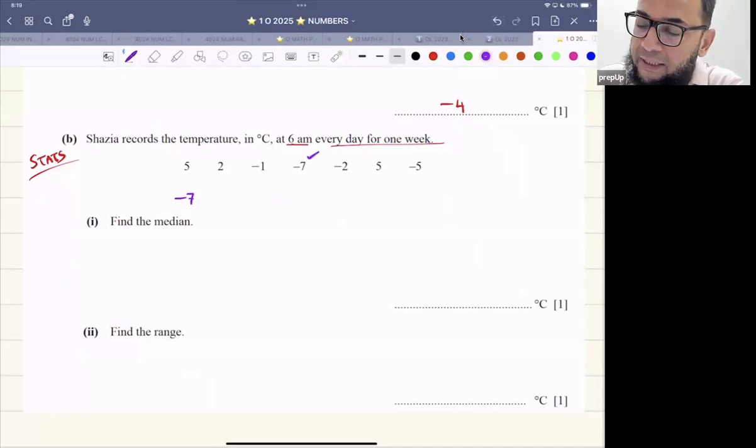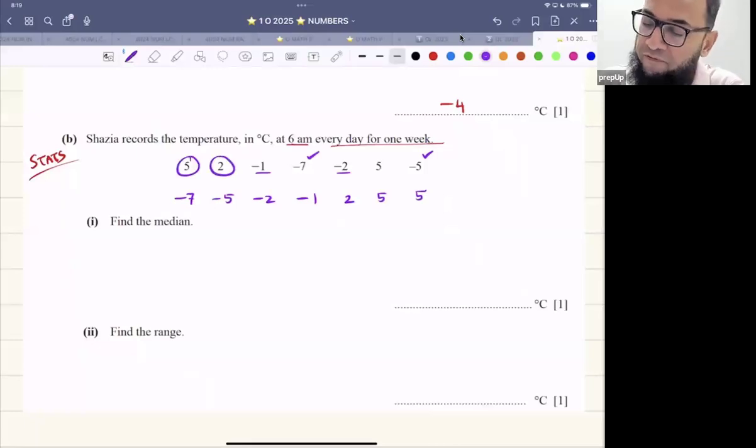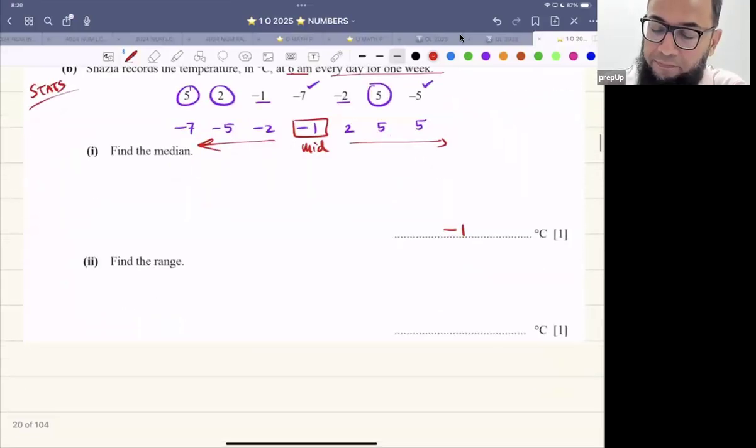I have used this, and then negative 5. Is there any other negative? Yes, there is negative 2. Then there is negative 1. I've used 4 of them. And then 2, 5, 5. So there are 7 days. This is the middle value. So the median is negative 1. 3 values below, 3 values above, the middle value, that is the median.